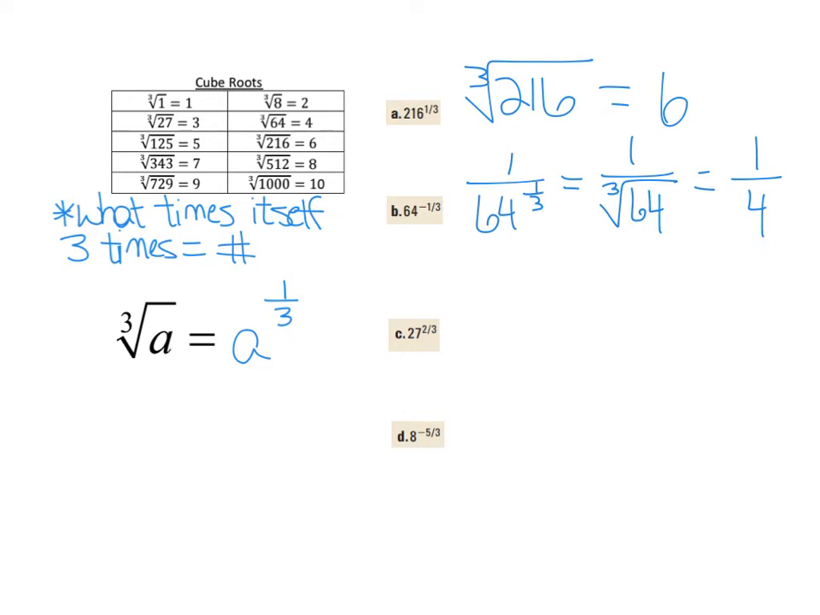Now, same thing here that we saw before. We've got 27 to the 2/3. That means the cube root of 27, since my denominator's 3, I'm going to take the cube root of 27, and then I look at my numerator, 2, and I'm going to raise it to the second power. The cube root of 27, I look at my chart, is 3, because 3 times 3 times 3 is 27, and then 3 squared is 9.